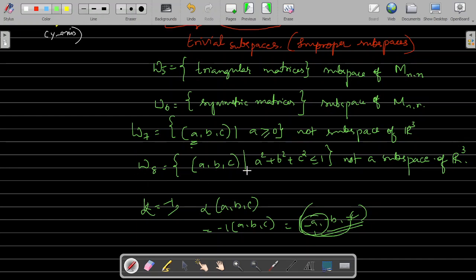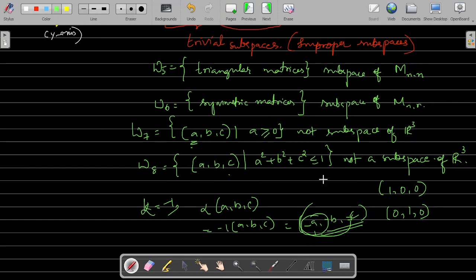W8 is the set of (a, b, c) with a square plus b square plus c square less than or equal to 1. It is not a subspace of R cube. It contains all those vectors whose length is less than or equal to 1. We know that (1, 0, 0) belongs to this W8 because it is of unit length. (0, 1, 0) also belongs to this W8 because it is of unit length. This is nothing but the magnitude of that vector.